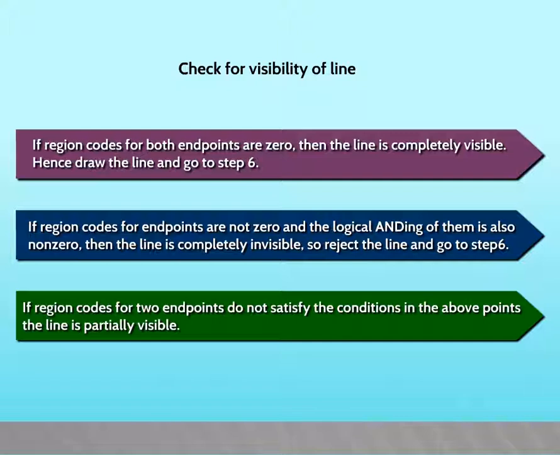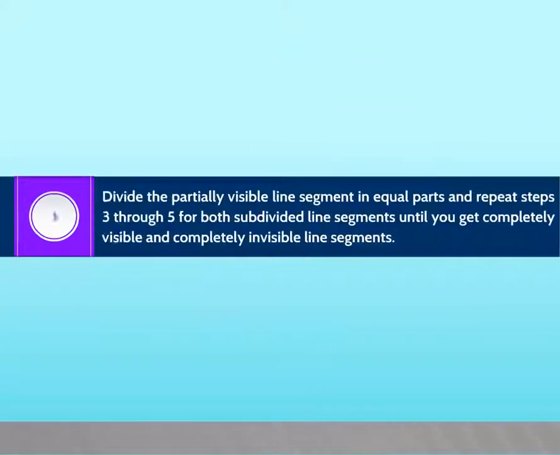If region codes for two endpoints do not satisfy the conditions in the above points, the line is partially visible. Divide the partially visible line segment in equal parts and repeat step 3 through 5 for both subdivided line segments until you get completely visible and completely invisible line segments. Stop.